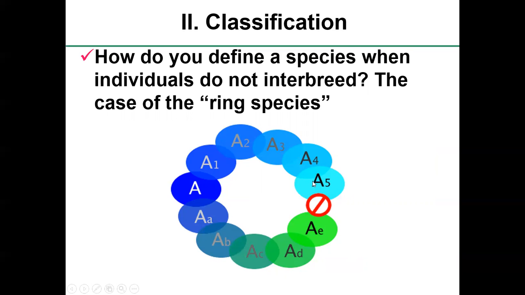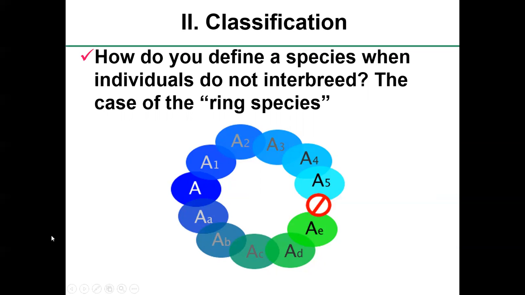But when you get to the very end of this ring species, A5 and AE, remember, all of these stem from A. A5 and AE can no longer interbreed. Even though they come into contact with one another, they no longer interbreed. So the question is, are A5 and AE, which are just subpopulations of A, now different species? Because they're no longer able to interbreed. There's no longer any genetic exchange between A5 and AE. So with regard to the biological species concept, are A5 and AE different species?